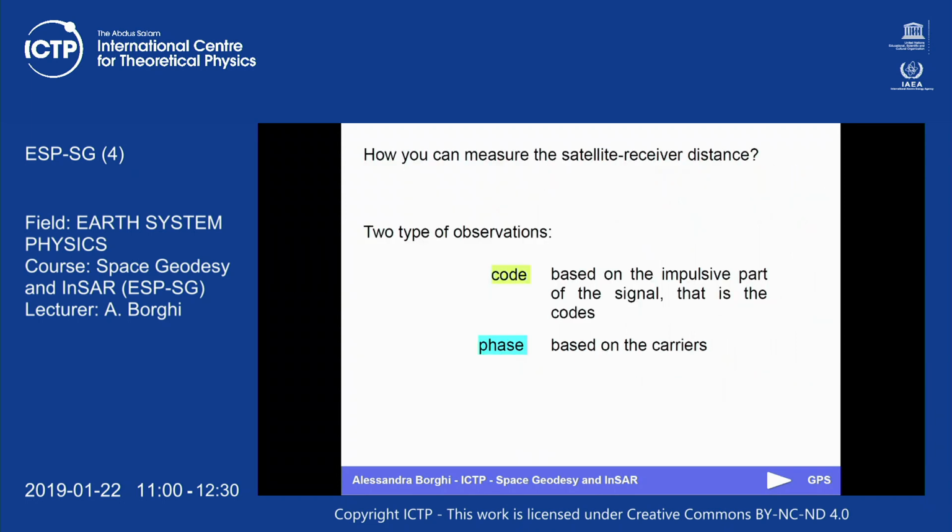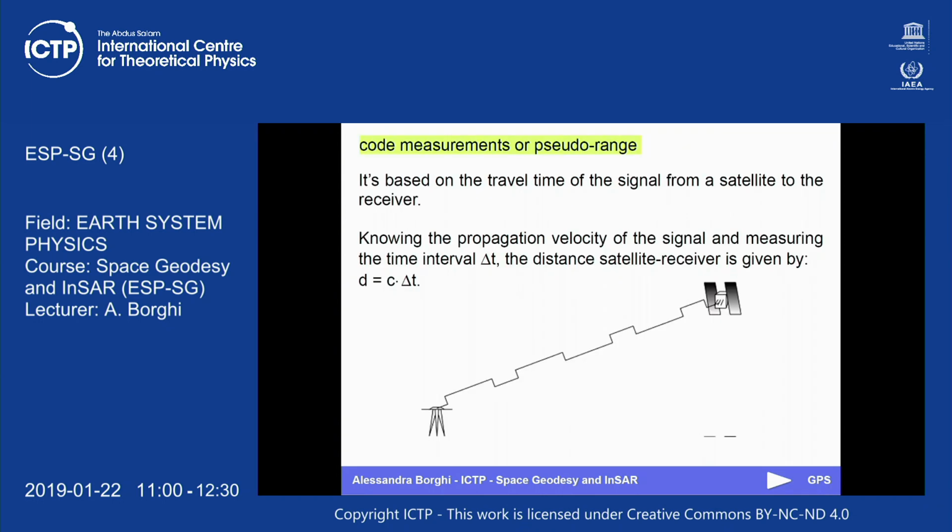We can perform two types of measure. We can have two types of observation, code observation or phase observation. The code observation is related to this binary code that modulates our signal. The phase observation is based on our carrier. Okay, because code measurements observe the range.